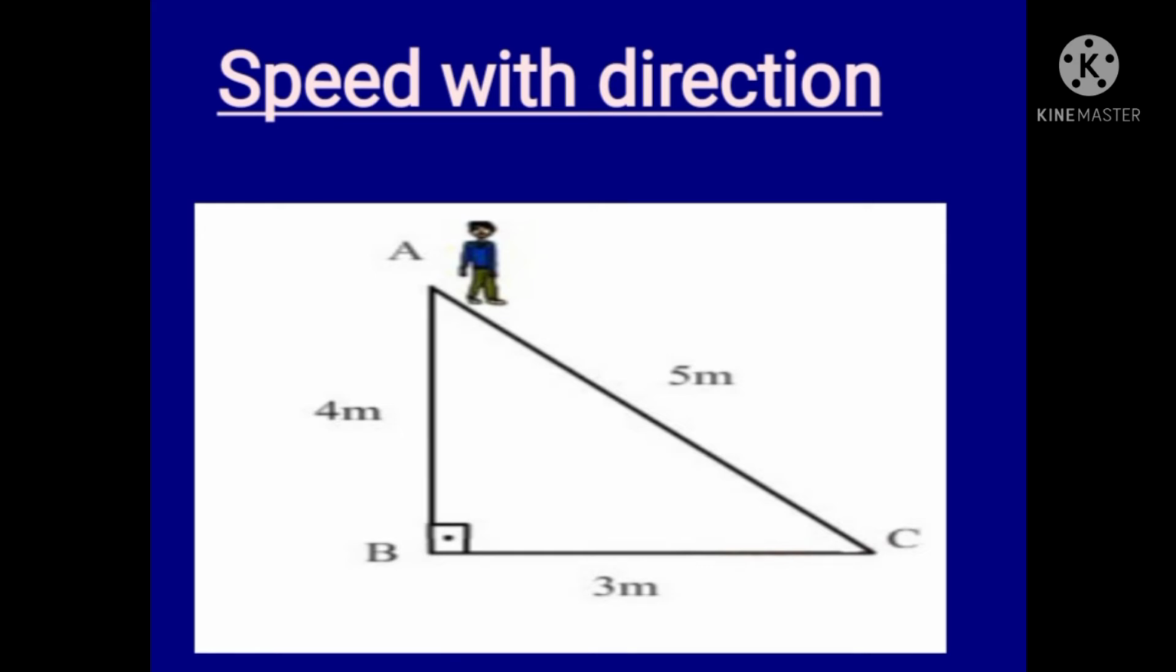The first topic in this module is speed with the direction. Students, observe this figure carefully. The initial position of a person is A. He wants to reach C. He has two possible ways here. First one is he can travel A to B, then B to C. And the second option is to go directly from A to C.